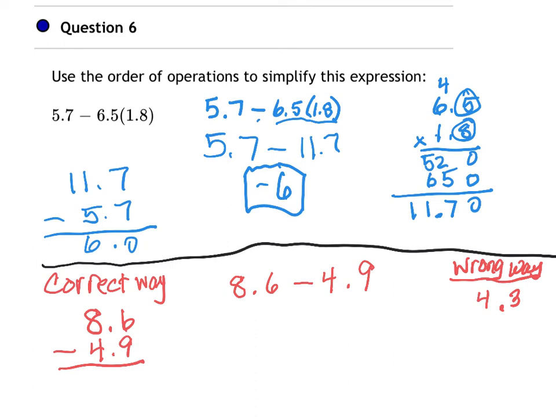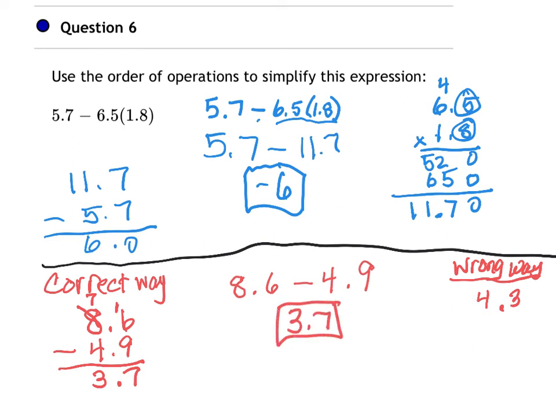So you can see here, 6 minus 9 we can't do, so we have to borrow from the 8. It becomes 7, and this becomes 16 now. So 16 minus 9 is 7, and 7 minus 4 is 3. And 8 is bigger, sign in front of it's a positive, so that's an answer of 3.7.